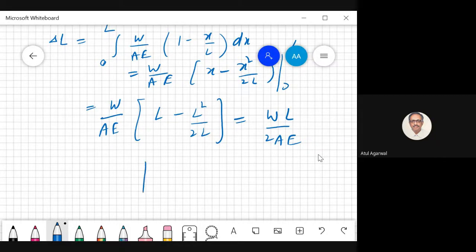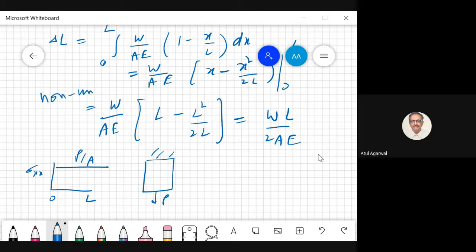Suppose you had applied a load P here. In that case, there was a case of a uniform stress. The stress is same over the entire length. Now the stress is non-uniform here. In the case of a self-weight, stress is a function of position. In this case, what was your sigma xx? P by A throughout the bar. What is the strain? P by AE. What is the total change in length?